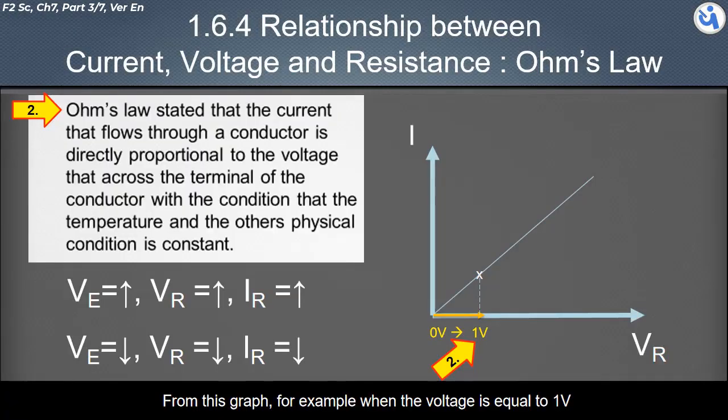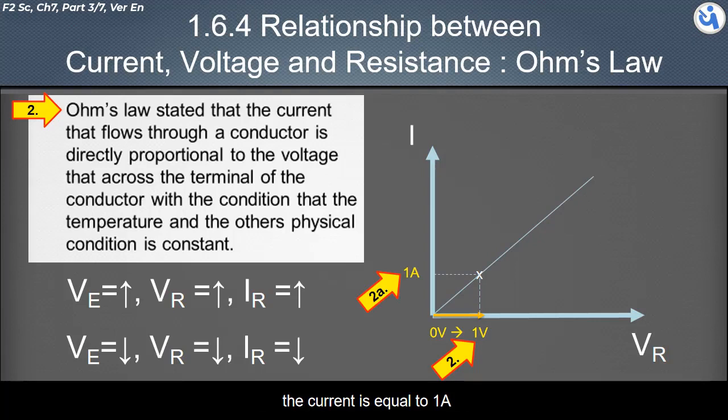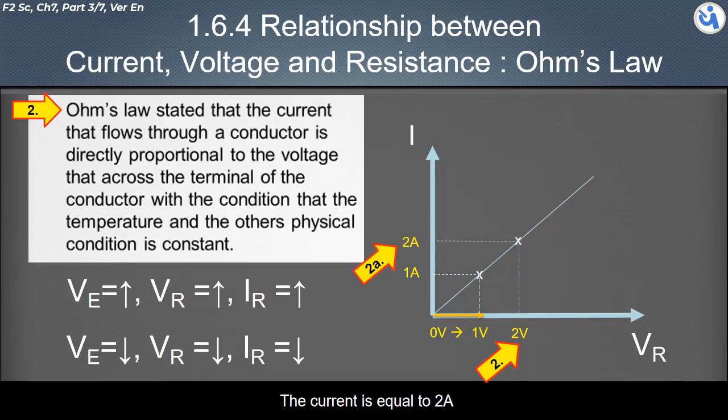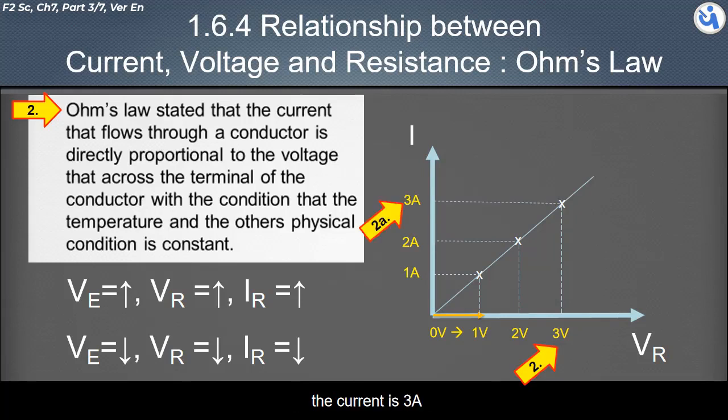From this graph, for example, when the voltage is equal to 1 V, the current is equal to 1 ampere. When the voltage is 2 volt, the current is equal to 2 ampere. When the voltage is 3 volt, the current is 3 ampere.